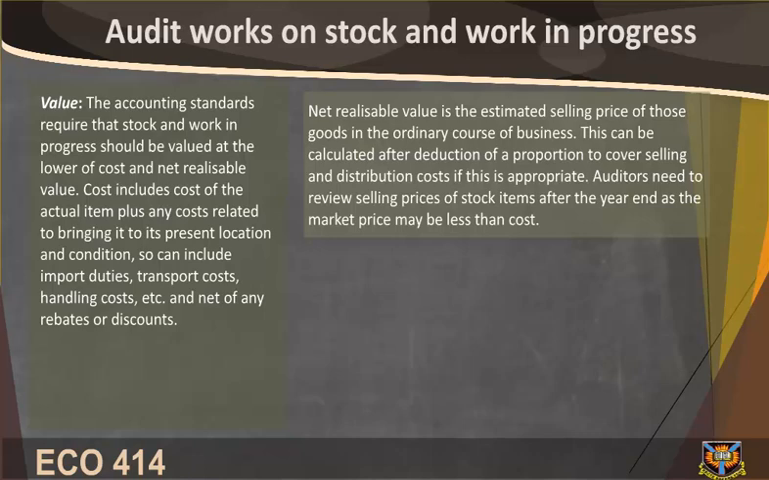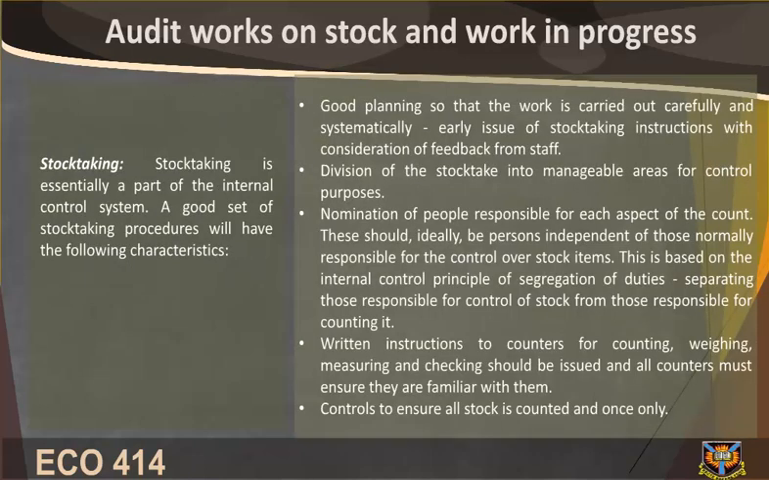This can be calculated after deduction of a proportion to cover selling and distribution costs if this is appropriate. Auditors need to review selling prices of stock items after the year end, as the market price may be less than cost. Stock taking. Stock taking is essentially a part of the internal control system.